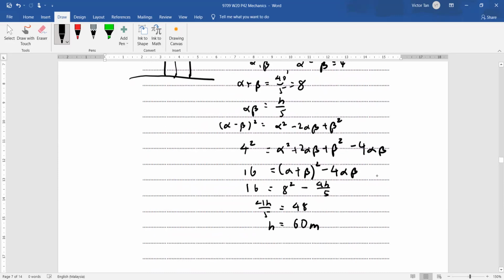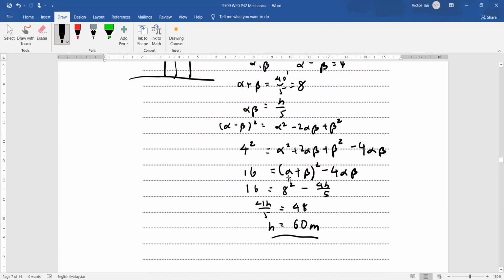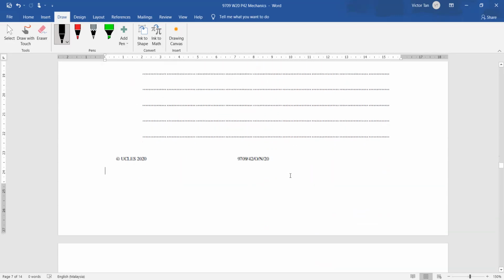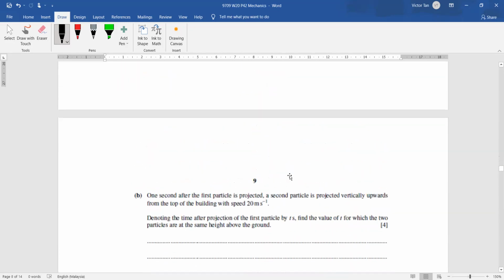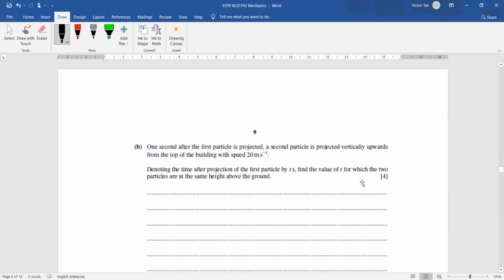Okay, there we have it. I'm using the pure maths way of finding it, so it's a bit easier. One second after the first particle is projected, the second particle is projected vertically upwards from the top of the building with speed 20. Denoting the time after projection of the first particle as t, find the value of t for which the two particles are at the same height above the ground.